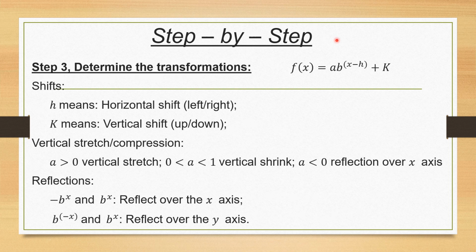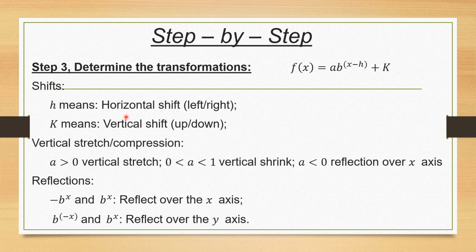Now step 3 is to determine the transformations. First, h in this function means the horizontal shift, from left to right, as it directly changes the value of the exponent and is related to x. Now k changes the vertical shift, so it doesn't change the shape of the function, but it changes the vertical position. The vertical stretch and compression is decided by a.